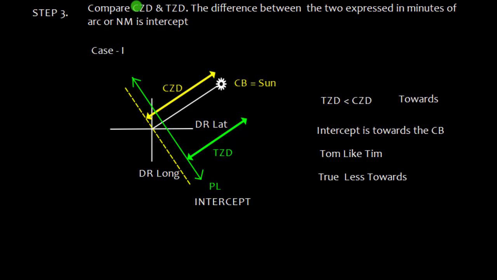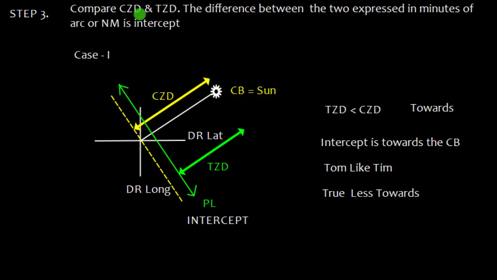Now what we have to do, we need to compare calculated zenith distance and true zenith distance. The difference between the two, expressed in minutes of arc or nautical miles, is called intercept. So let's talk about case 1.